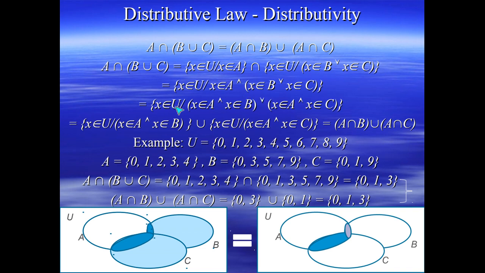So what we obtain is X element of U such that X element of A and X element of B in parentheses, or in parentheses again, X element of A and X element of C. But can I not open this OR in between as union outside? Yes, of course, I can put this outside with this OR as union. So I can write down X element of U such that X element of A and X element of B, union, X element of U such that X element of A and X element of C. But what are these parentheses? The first one is A intersection B. The second one is A intersection C. So I obtain A intersection B union A intersection C. So I obtain the right-hand side. I start from the left-hand side and I obtain the right-hand side.